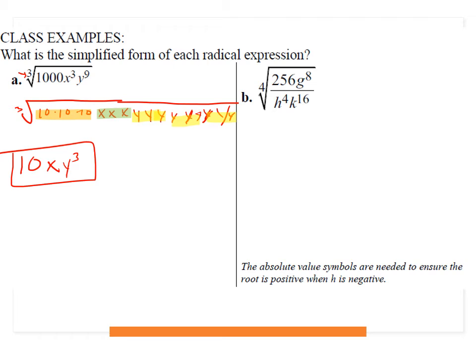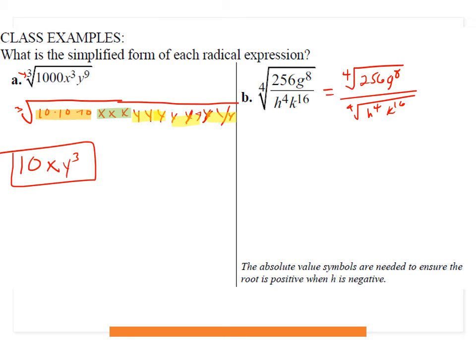Okay, so here we have the fourth root of 256 g to the 8th divided by h to the 4th k to the 16th. And just like if the variables weren't there, you would still be taking the root of the numerator and the denominator, the fourth root. So I'm looking for the fourth root of 256 g to the 8th over the fourth root of h to the 4th k to the 16th.